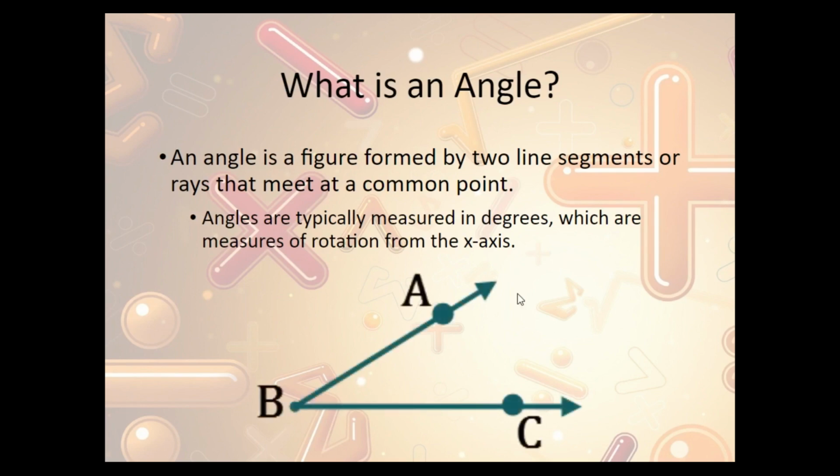So, an example of this would be here. We have angle ABC here. BC is a ray, and BA is a ray, and they meet here at point B. And it forms this kind of V shape here, which is an angle.